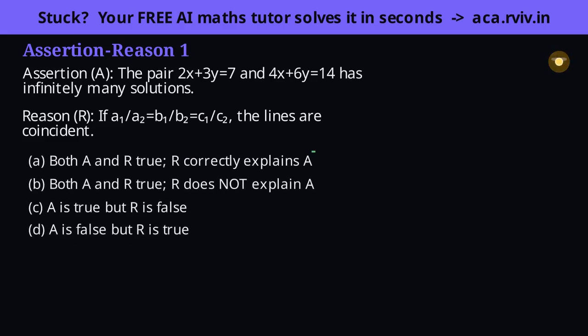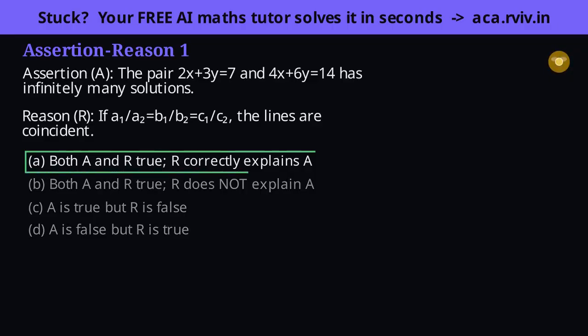Check the assertion. The ratios 2 over 4, 3 over 6, 7 over 14 all equal 1/2, so the lines coincide, infinitely many solutions. The assertion is true. Check the reason. It states that all three ratios equal means coincident lines. That's a correct rule, so the reason is true. And crucially, the reason is the very rule we use to justify the assertion, so it genuinely explains it. Both true and the reason explains the assertion. That's option A.